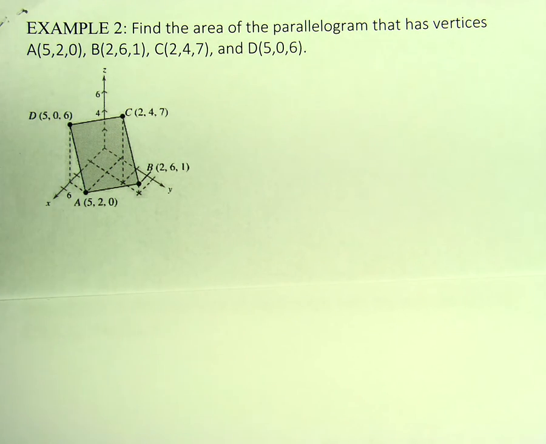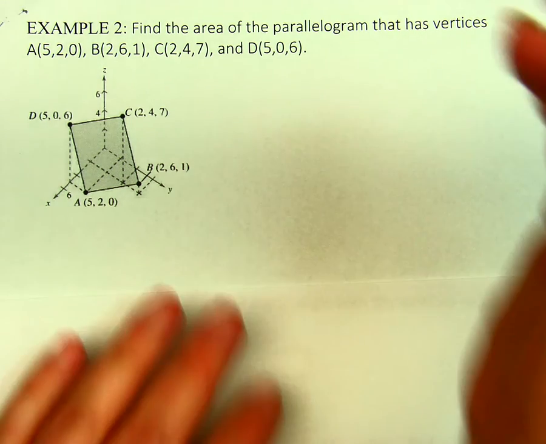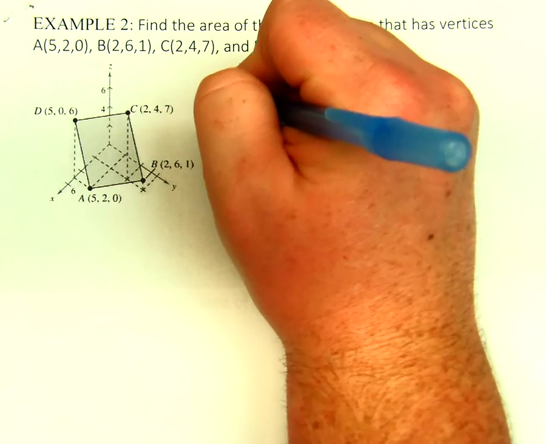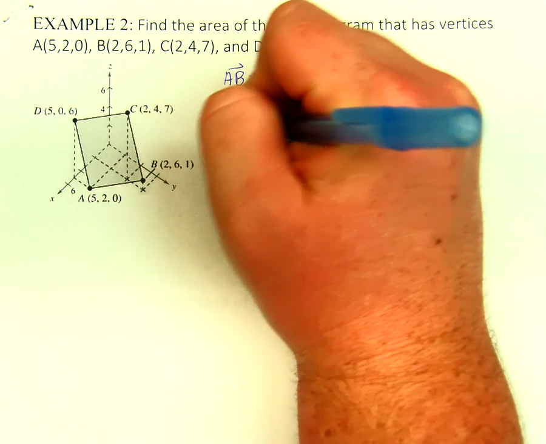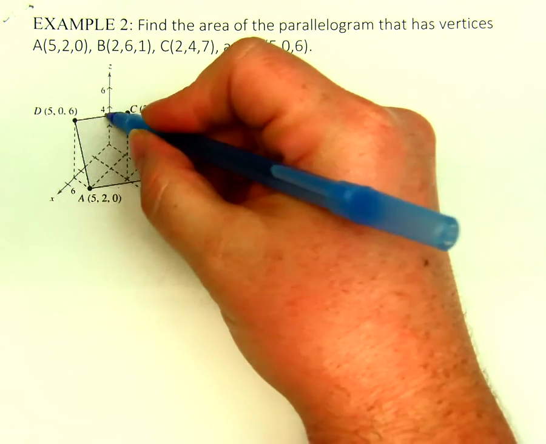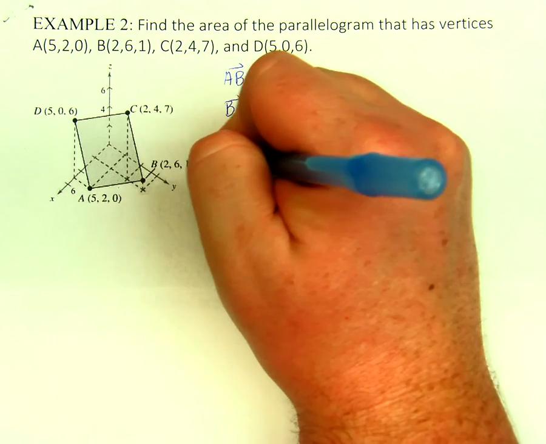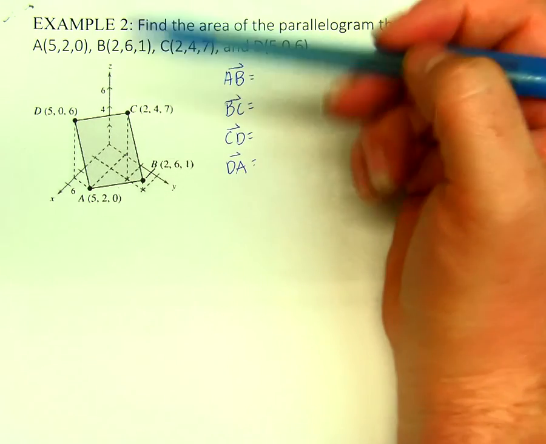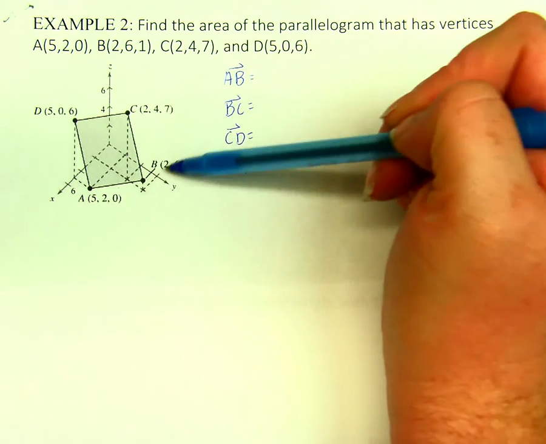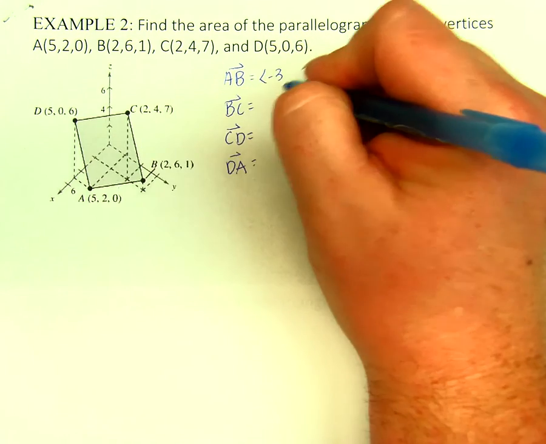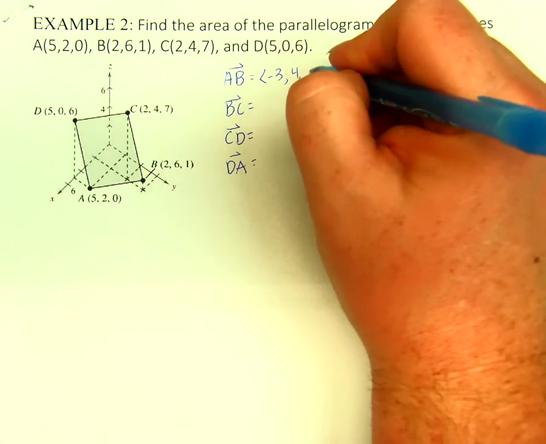Okay, so I'm going to just write each side in vectors just to show that this is a parallelogram. So what I'm looking for is these two vectors to be the same vector just in a different spot. AB, remember I'm just going to do B minus A. So 2 minus 5 is -3, 6 minus 2 is 4, 1 minus 0 is 1.